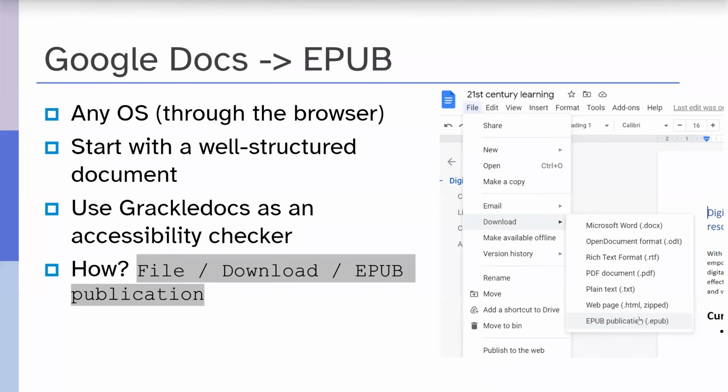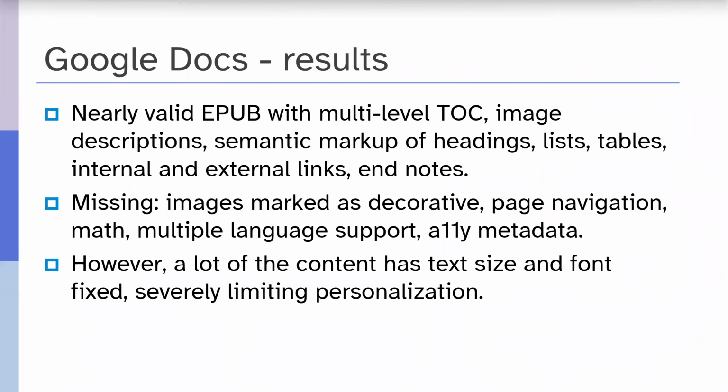So how would you produce an EPUB? You go to File, then Download, and then EPUB Publication. So what kind of EPUBs do you get out of Google Docs? Well, you get what I refer to as nearly valid EPUB. You get a multi-level table of contents. You get image descriptions, the semantic markup of headings, proper markup of lists, tables, internal and external links and endnotes. So they're all kind of okay. Missing is the ability to mark images as decorative. You don't get page navigation. You don't get math. You can't in a Google Doc have more than one language indicated. So if you have a change of language, as I described earlier, that's not covered. And there's no support for you adding accessibility metadata. You'd have to do that afterwards.